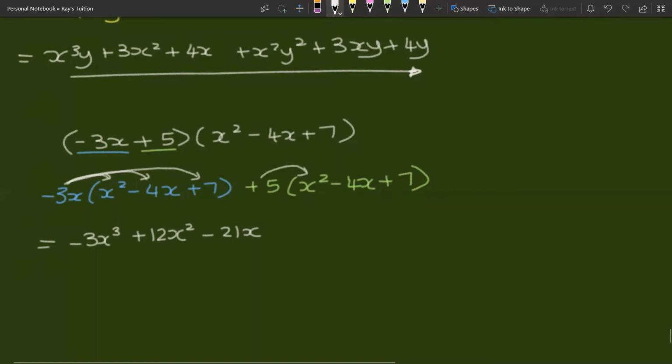5 times x is 5x squared. 5 times minus 4 is minus 20x. And finally, 5 times 7 is 35.